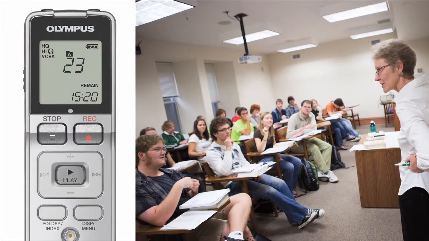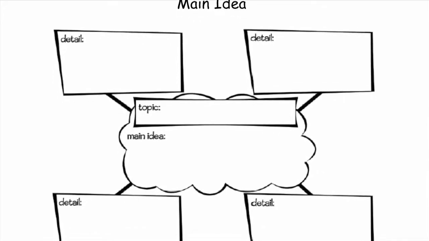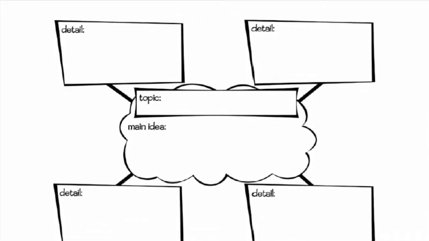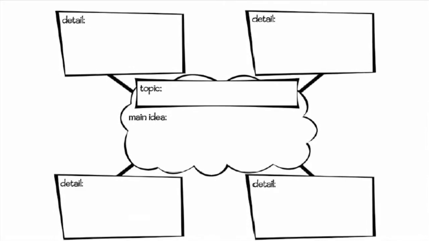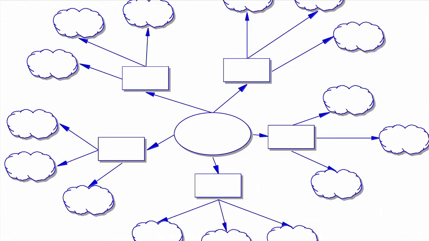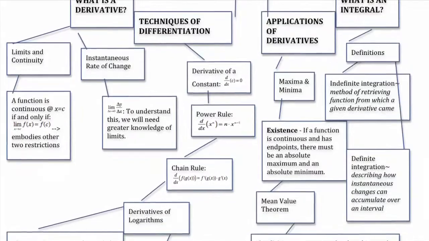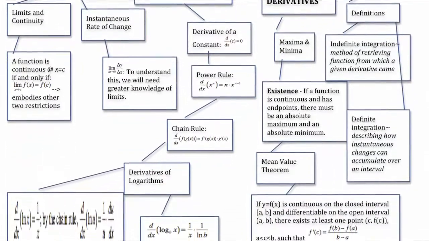Allow students to audio record your lectures. This especially helps English language learners or students who may need more time to process information. Use graphic organizers. These tools, also called concept maps, help students study a specific topic. They can also help visual learners chunk information. Graphic organizers can be blank sheets that students complete during a lecture. Or you can give them completed graphs to help them understand the organization of a particular topic.